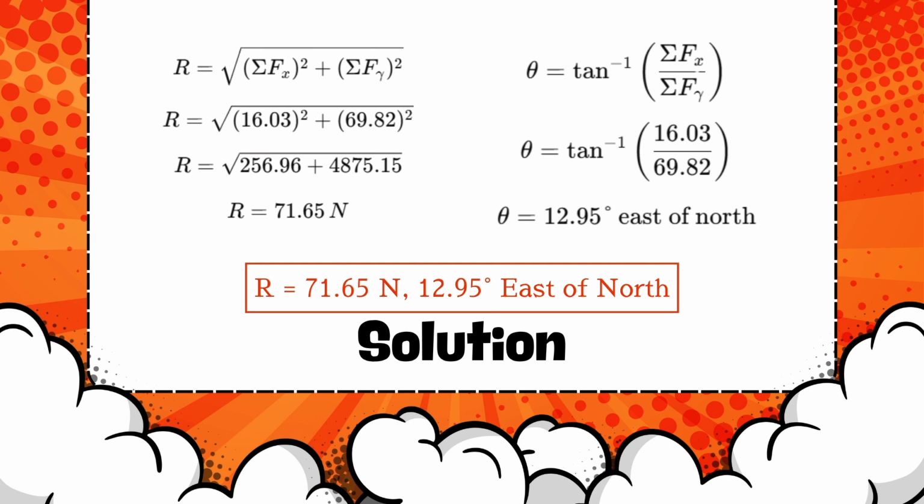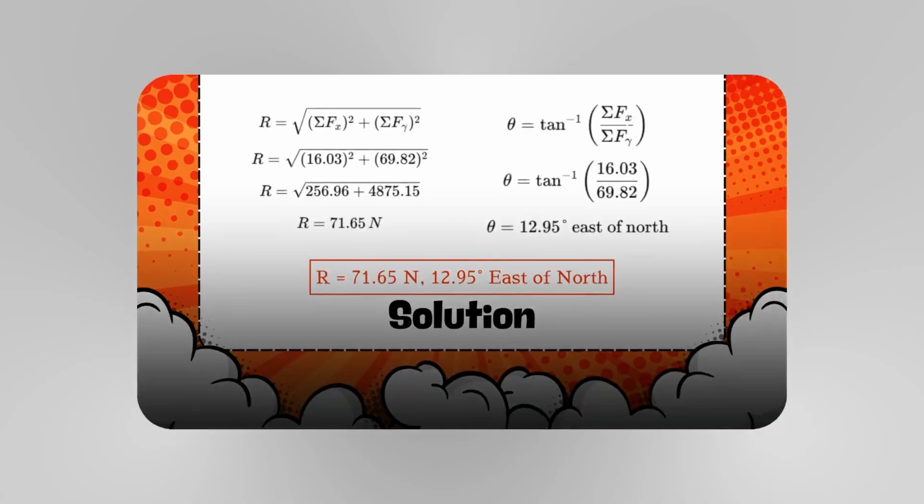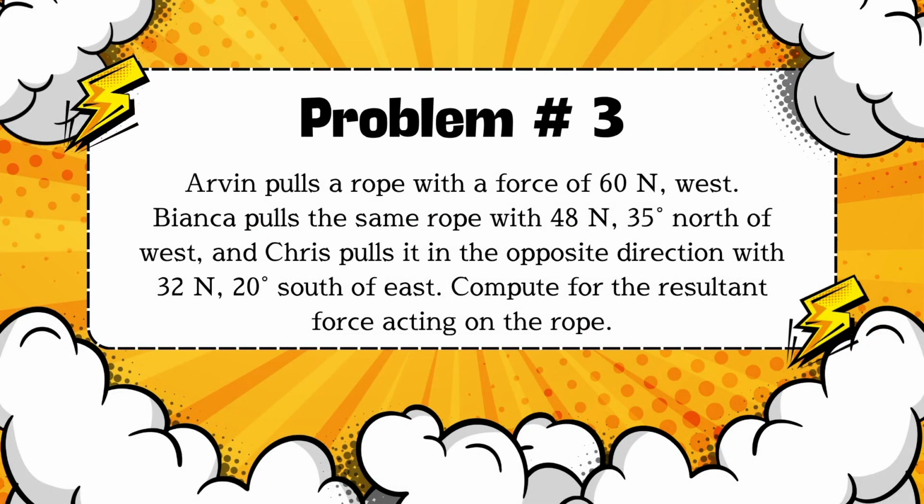Therefore, the resultant force acting on the cart is about 71.6 Newton, 12.9 degrees east of north. In question number 3, Arvin pulls a rope with a force of 60 Newton west, Bianca pulls the same rope with 48 Newton 35 degrees north of west, and Chris pulls it in the opposite direction with 32 Newton 20 degrees south of east. Compute for the resultant force acting on the rope.